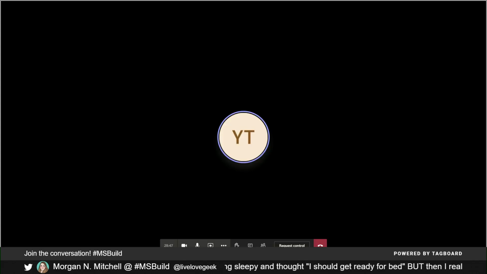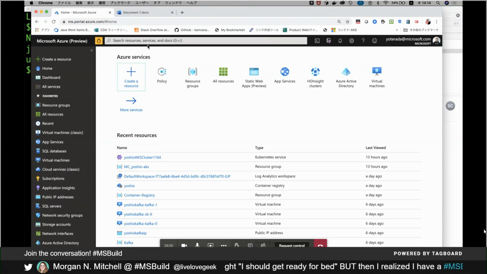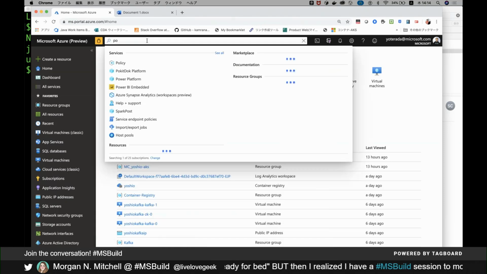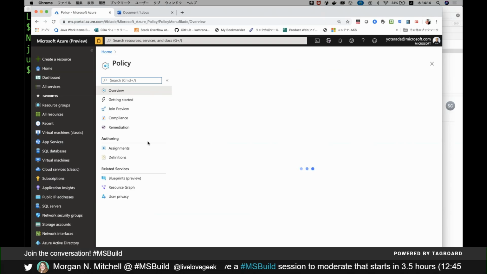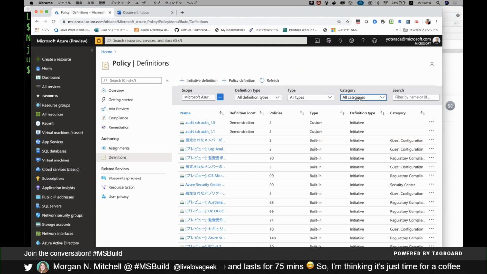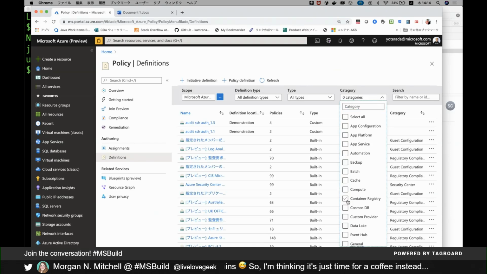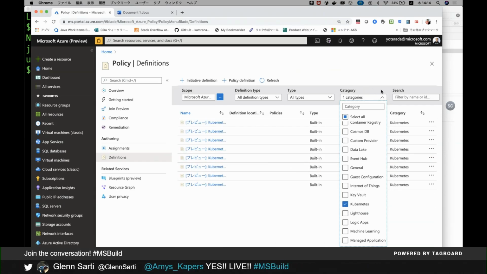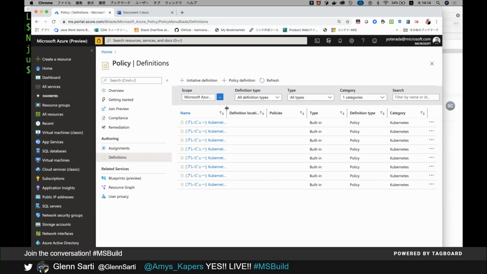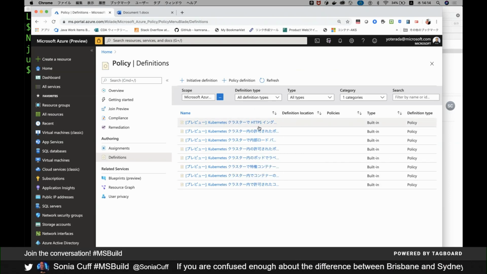So it's actually, we can configure that like a policy. It is very, very easy to configure the policy for AKS. So for example, policy, and select the definition, and for example, we can select Kubernetes. Oh, I'm so sorry. This is written in Japanese.